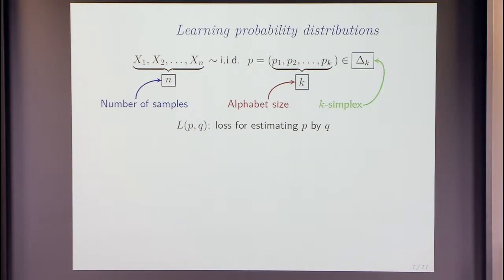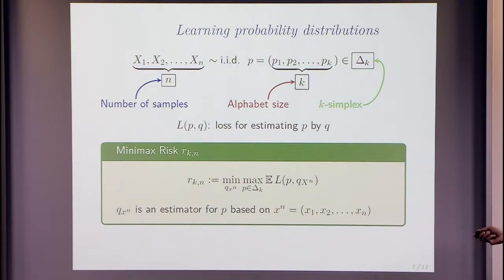Okay. The minimax risk formulation is the following. For every possible probability distribution p and every estimator q, which is designed based on the samples, you incur an expected loss. The expectation is over the randomness that the samples are drawn according to p. You maximize this expected loss over all distributions in the simplex and find the estimator that minimizes this worst case loss. So this number, R_{k,n}, R stands for risk, k is the alphabet size, and n is the number of samples.